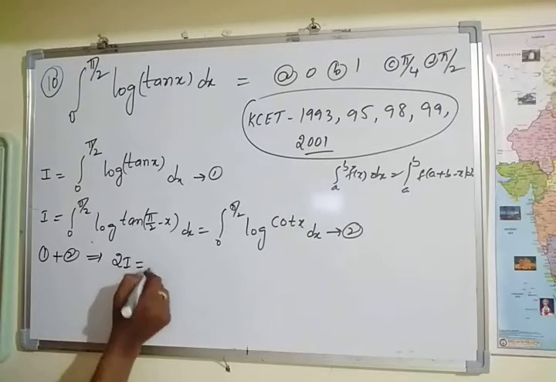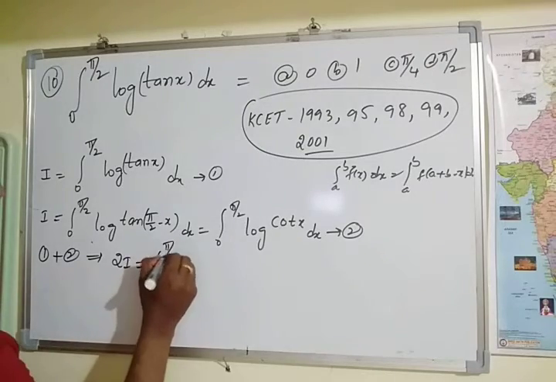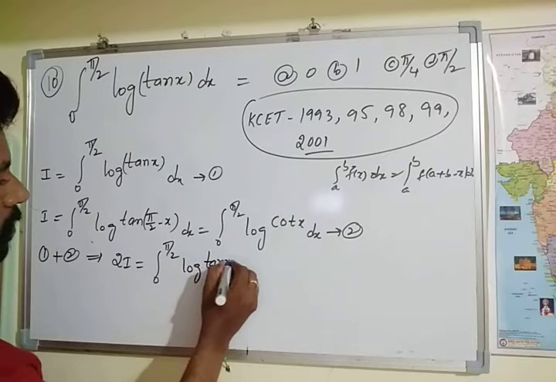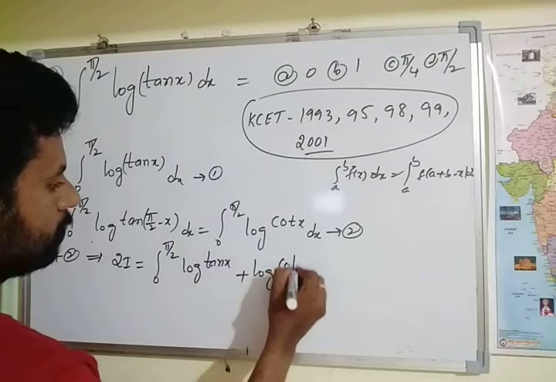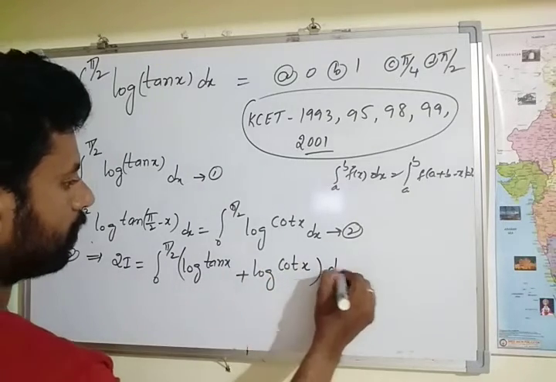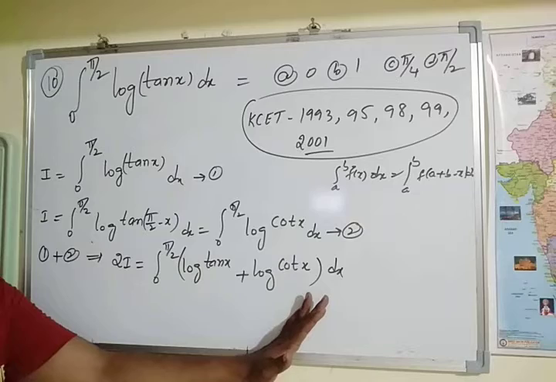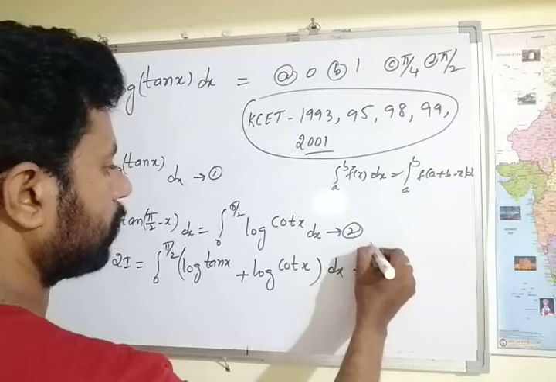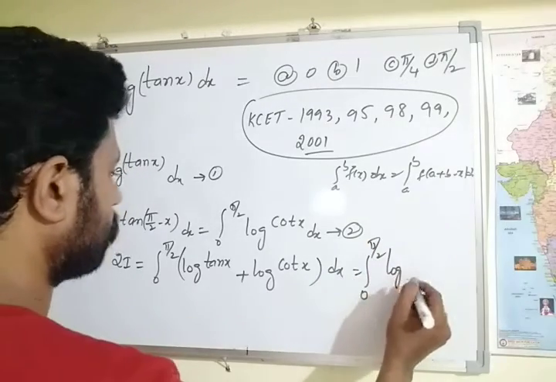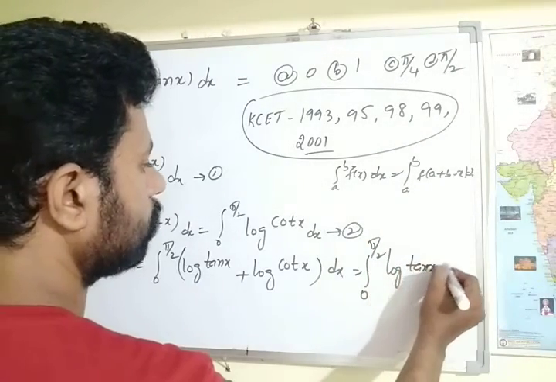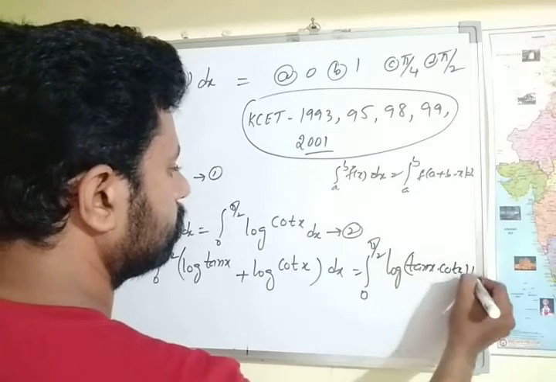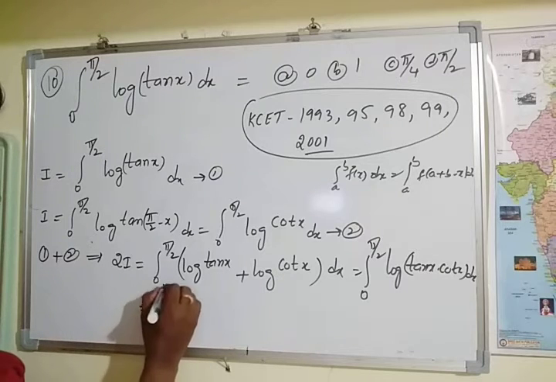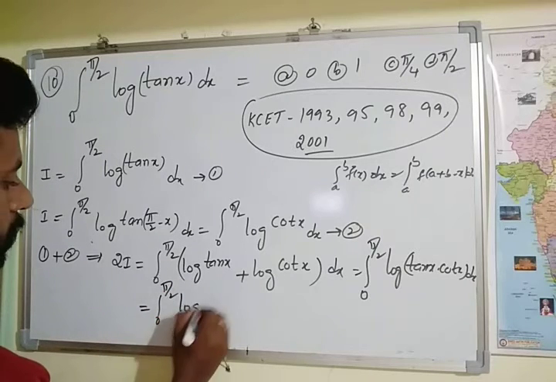is equal to integral of 0 to pi by 2. Here we have the common limits 0 to pi by 2, log of tan x plus log of cot x into dx. Log a plus log b. Here we have the logarithmic identity. Log a plus log b can be written as log of ab. Integral of 0 to pi by 2 log of ab means log of tan x into cot x into dx is equal to integral of 0 to pi by 2 log of tan x into cot x.